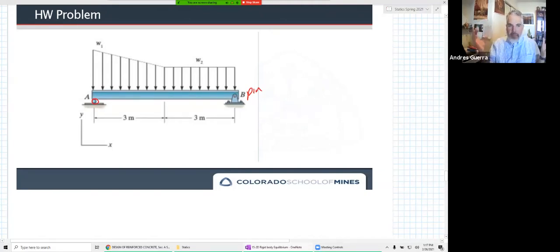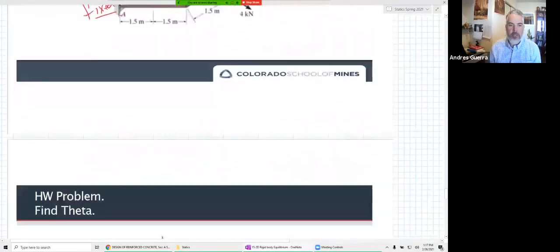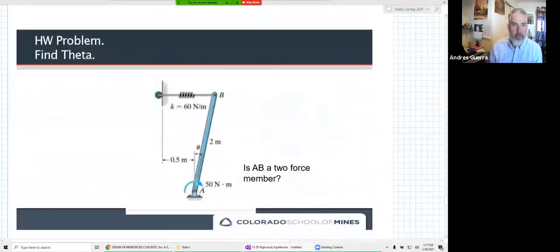The system together with the roller and a pin that prevents the object from rotating, but there's no moment reactions at either of those supports. And then the last homework problem here is asking us to find theta.